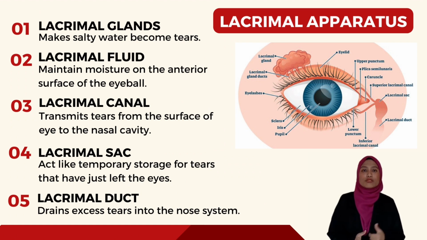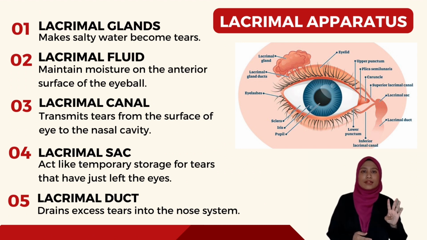Second, lacrimal fluid, also known as tears, maintains moisture on the anterior surface of the eyeball. The blinking distributes the tears across the eye. Third is the lacrimal canal, consisting of a duct at the inner corner of each eye that collects tears and empties them into the lacrimal sac. Crying is the overflowing of tears from the lacrimal canals.